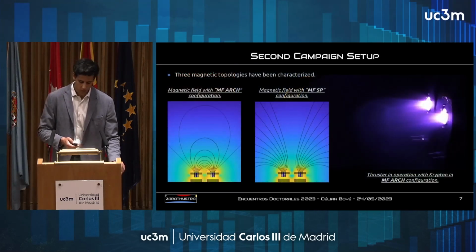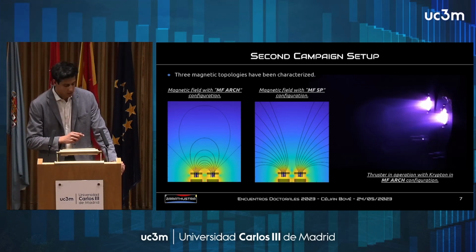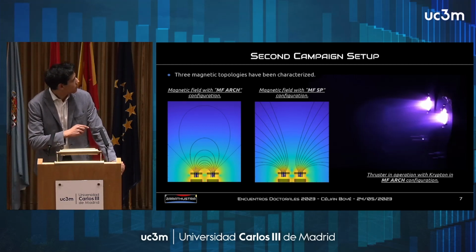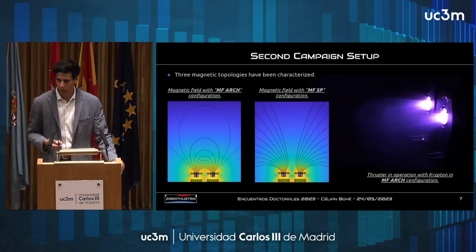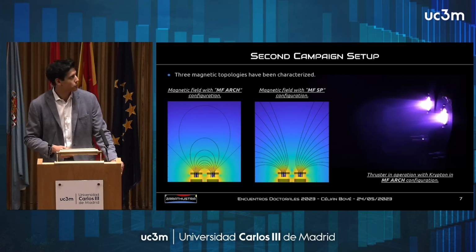During this second campaign, we defined 3 main topologies of the 2ECR thruster. The first one, as you can see on the left, is the magnetic field arch configuration, in which we create this magnetic field arch by having an opposed polarity on the 2 sources. But we also define what we call magnetic field SP, same polarity, configuration, in which we are putting the same polarity in both sources, so they kind of repel one another. And we have a third configuration, which is without magnetic field, in the sense that once we have ignited the thruster, we can continue to run the thruster without magnetic field, and it would be the last configuration we are using.